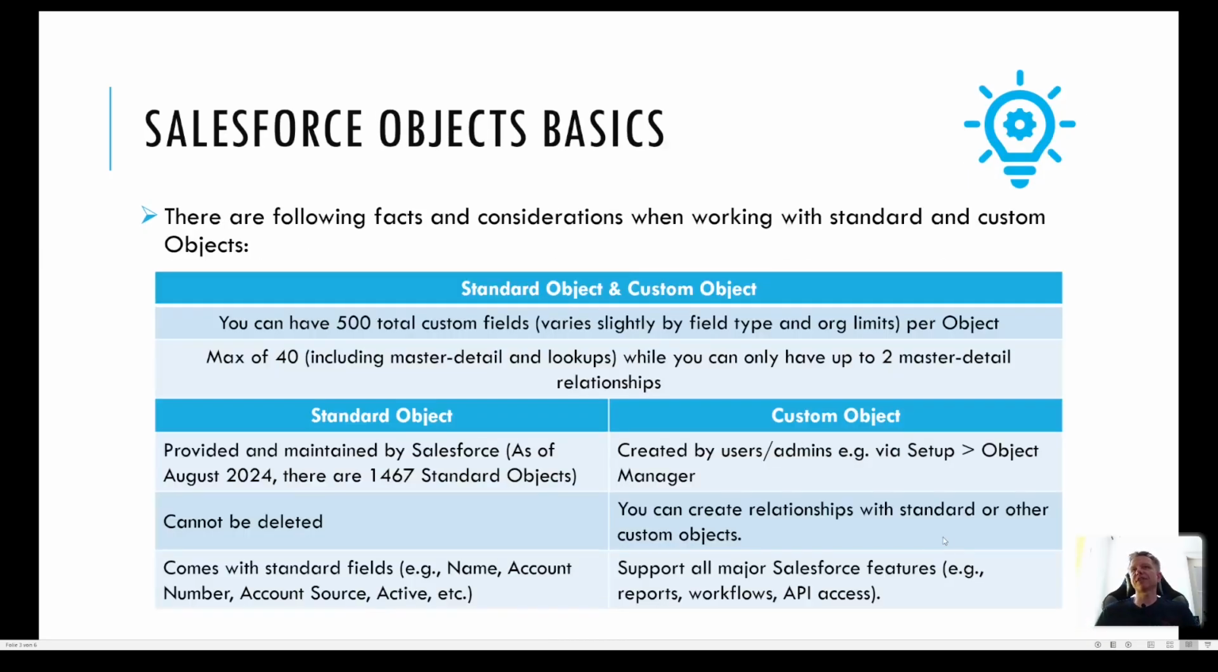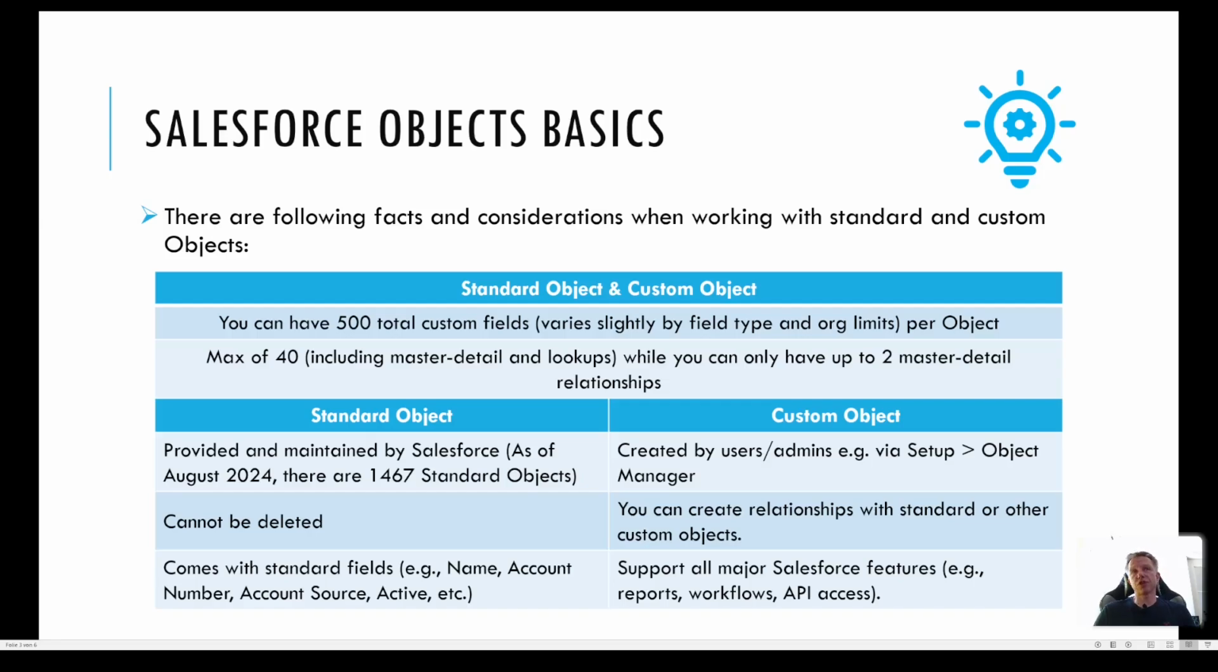Standard and custom objects have a lot in common. For example, both can store up to 500 custom fields, okay, and 40 lookup relationships. Two of them can be master-detail relationships, but the total number is 40, okay.